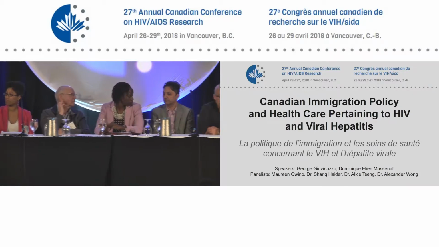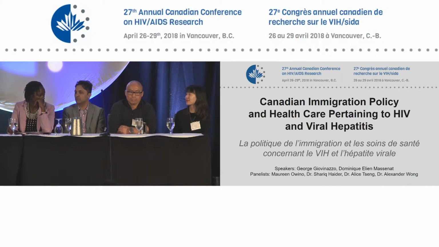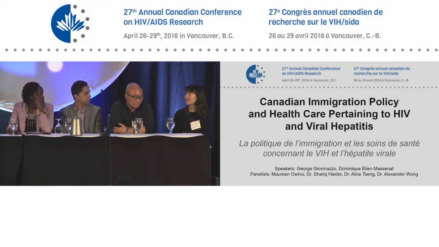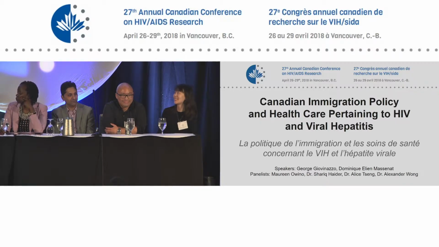Next to Maureen, we have Sharik Hayter, friend and colleague, an infectious disease and HIV specialist and researcher at McMaster. Alex Wong, friend and colleague, infectious disease specialist based in Regina, so has a different practice with many people facing barriers to accessing HIV and viral hepatitis care, and he's also a faculty member with the University of Saskatchewan. And finally, Alice Singh from the University of Toronto, pharmacist extraordinaire, and she's had a very significant role over the years in these symposia.